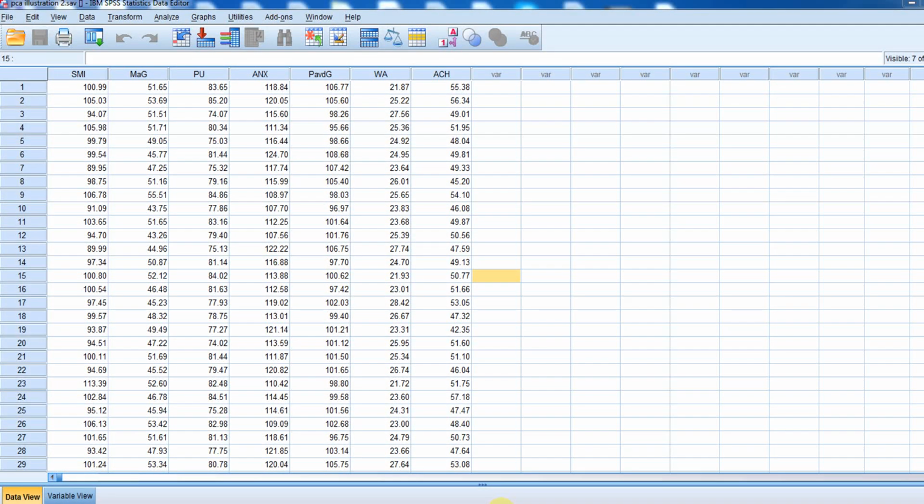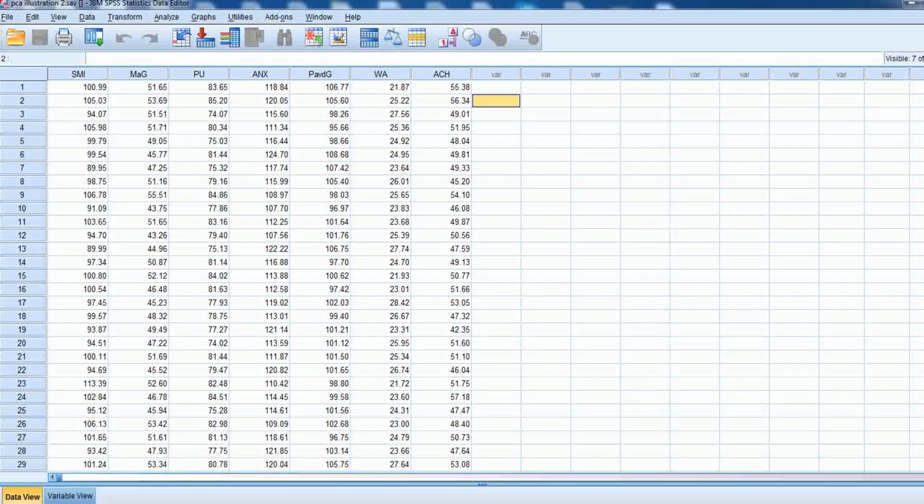For instance, let's say I have a set of variables. Here, in this case, I have a set of 7 variables: subject matter interest, mastery approach goals, perceived utility of instruction, anxiety, performance avoidance goals, work avoidance, and achievement. Let's say that I'm interested in predicting achievement from the previous set of variables.